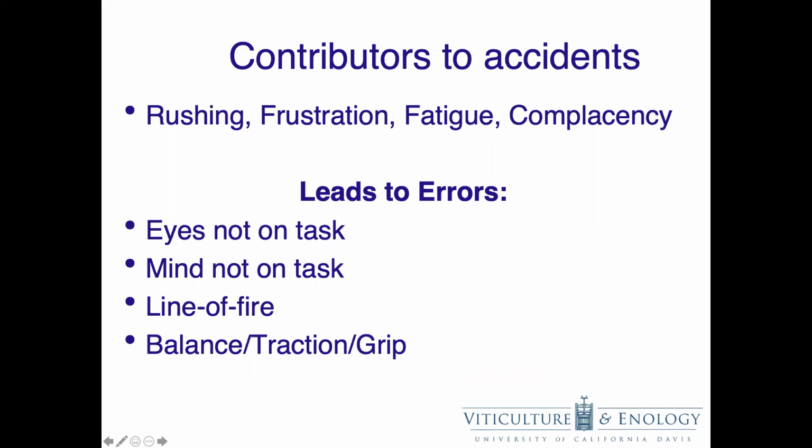Now we will discuss laboratory accidents with a focus on chemical spills. So what causes laboratory accidents? Major contributors to lab accidents are rushing, frustration, fatigue, and complacency. Other contributors to errors or accidents are eyes not on the task, mind not on task, being caught in the line of fire, and loss of balance, traction, or grip.